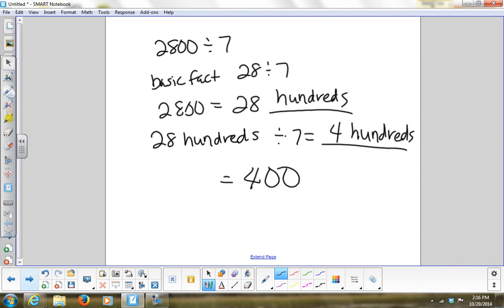28 tens divided by what? Elise? Divided by 7. Equals? Well, it's 4 what? 4 tens. Thank you. And then it's actually just 40. Okay, so fill those in. How much is that one? 280 divided by 7 is 40. Yep.